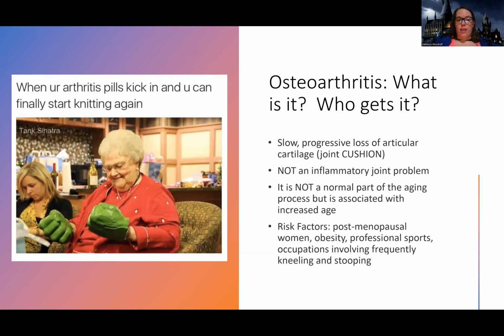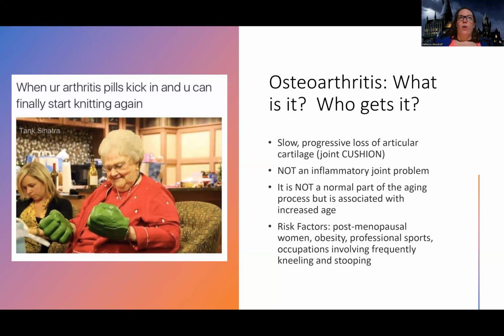An important thing to note is this is not an inflammatory joint problem. A lot of people struggle with this because they say, but I have a family member with osteoarthritis and their joints get swollen. Inflammation can happen sometimes with osteoarthritis, but it's not the typical pattern. Sometimes the bone on bone process can lead to some inflammatory issues, but the problem in osteoarthritis does not start with inflammation. It starts with the loss of that joint cushion.